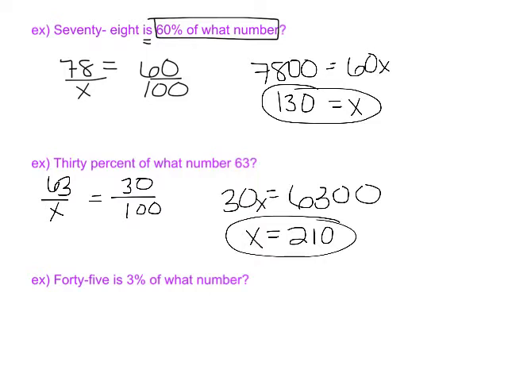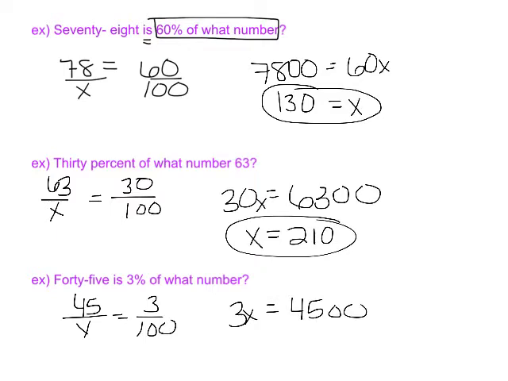For our final example, we have 45 is 3% of what number? So I'm going to have 45 over what number equals 3 over 100. So 3x equals 4,500. When I divide by 3 on both sides, I'm going to get that x equals 1,500.